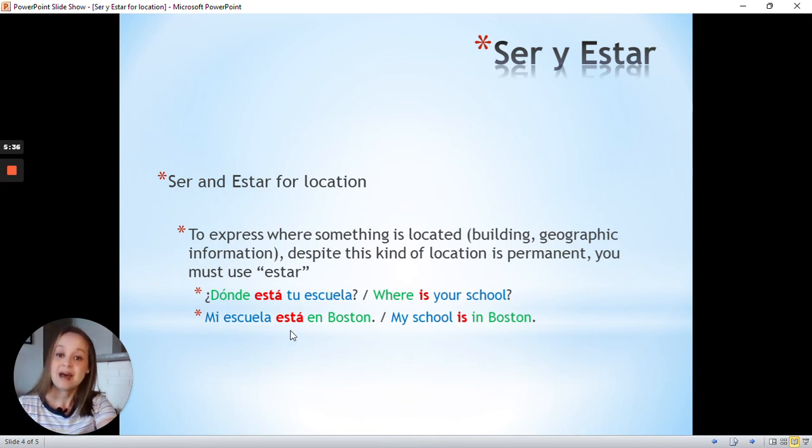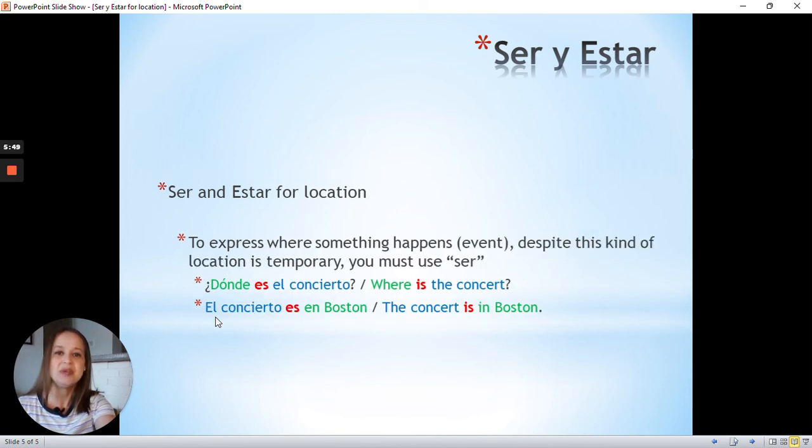Mi escuela está en Boston. My school is in Boston. Keeping the same question word, ¿dónde?, now we have a little difference using ser in this specific case. What would be the case? To express where something happens, an event, like your birthday party, your Spanish class, an appointment, a concert. Despite this kind of location being temporary, because you really can change that location fast and easily, we have to use ser. It is not permanent, that is true, but according to the rule we need to use ser.